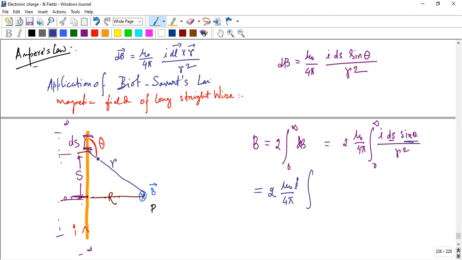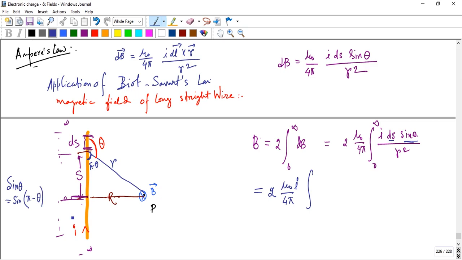This angle is theta, and these are straight lines, so 180 degrees means pi, and this angle is pi minus theta. And we know from class 12 or class 11 trigonometry that sine theta is equal to sine of pi minus theta.